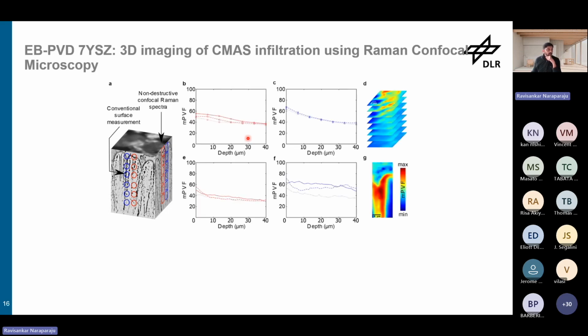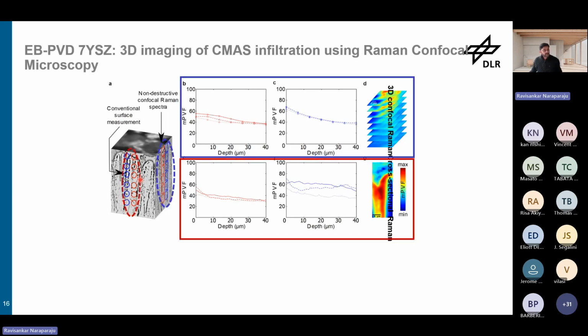So we have worked with confocal Raman microscopy and compared it to conventional surface measurements. We have used some CMAS measurements. We infiltrated CMAS for 5 hours. And then you can see as the CMAS is infiltrating, it's reacting with 7-YSZ and taking some of the yttria. So tetragonal phase is changing into monoclinic, and we were trying to get the monoclinic phase volume fractions with respect to depth. On the surface, where you have a lot of CMAS which has reacted with the 7-YSZ columns, you have around 40 to 50% monoclinic phase volume fractions.